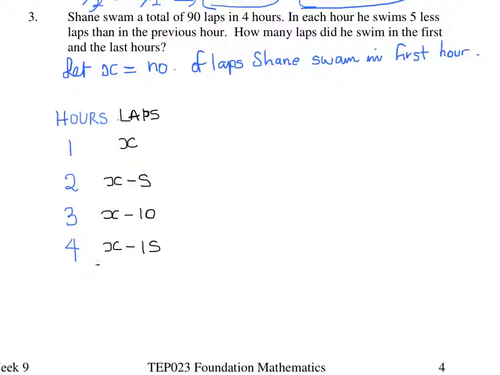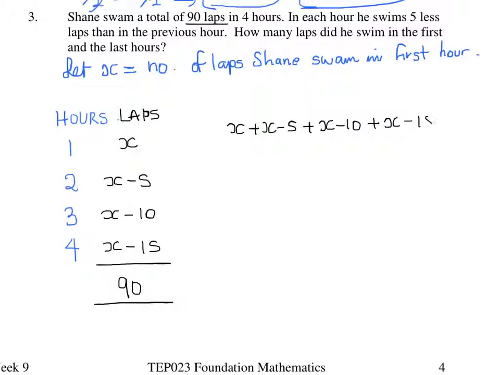Now when we add all of those up, all of those laps, we're told that it was a total of 90 laps. So let's add them all together. We've got x plus x minus 5 plus x minus 10 plus x minus 15, and that's equal to 90. That's our equation.